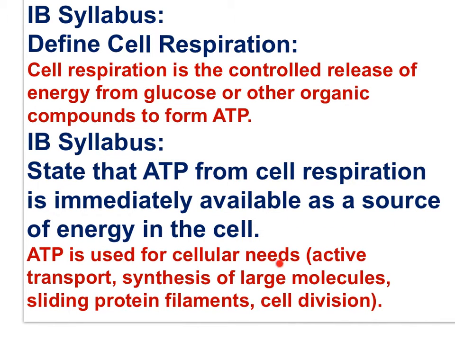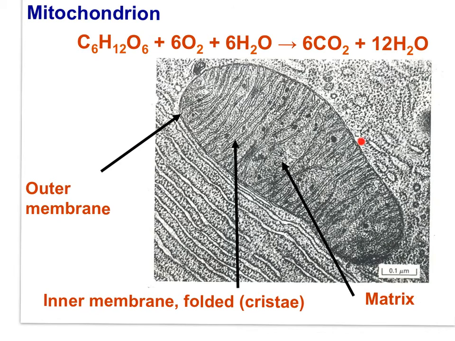ATP is used for cellular energy needs: active transport, synthesis of large molecules, motion, which involves sliding protein filaments, and cell division. You should remember that the mitochondrion, seen here, is an organelle centrally involved in energy transformation. You will read that the mitochondrion is the cell's powerhouse. As IB students, we need to do better than this. We need to understand the mitochondrion in greater detail.